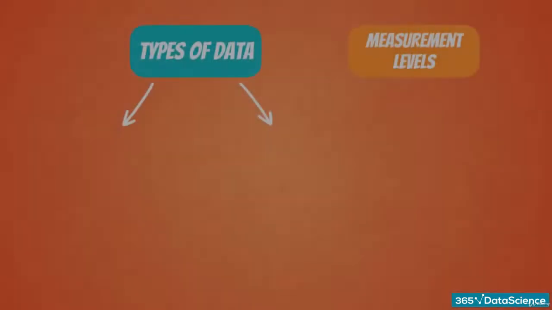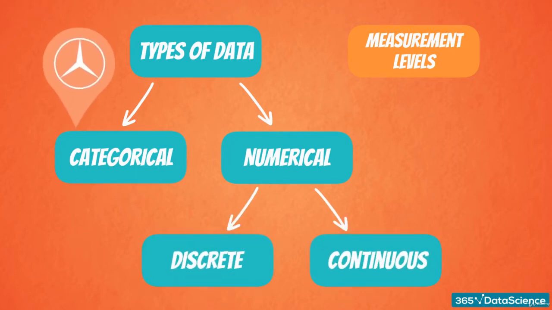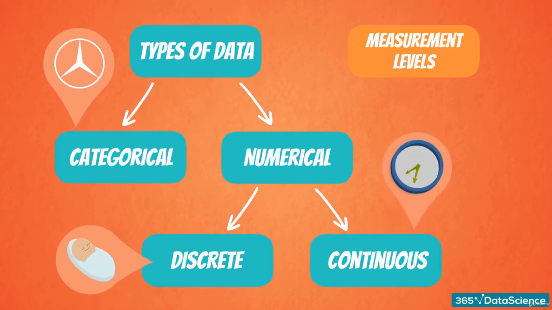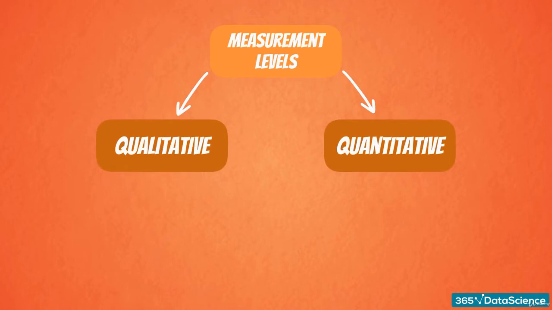In our previous video, we distinguished between categorical and numerical data. Furthermore, we saw that numerical data can be discrete and continuous. It's time to move on to the other classification, levels of measurement. These can be split into two groups, qualitative and quantitative data. They are very intuitive, so don't worry.